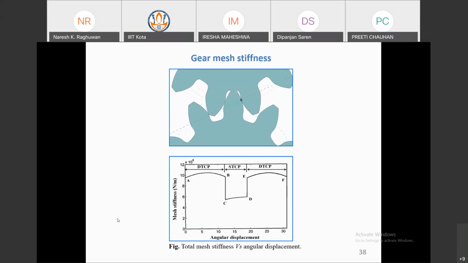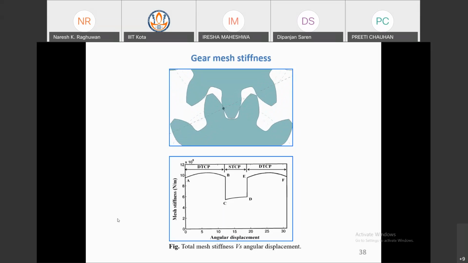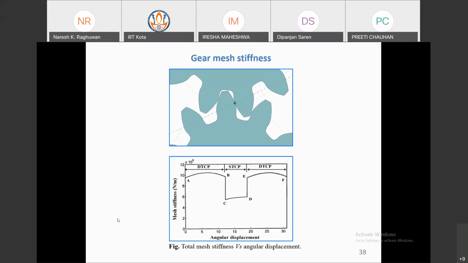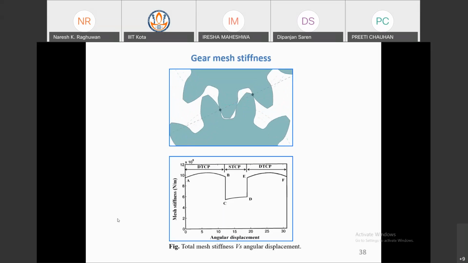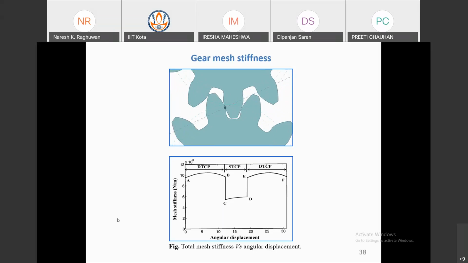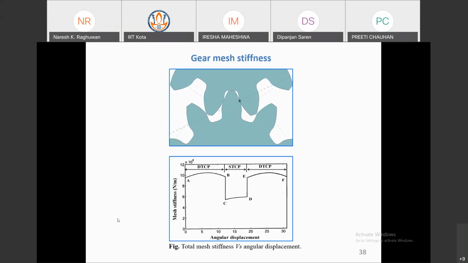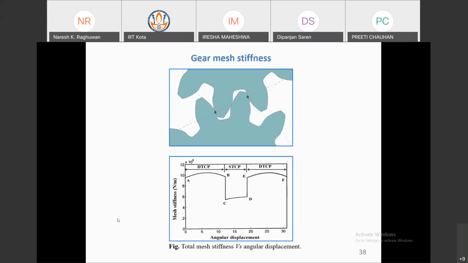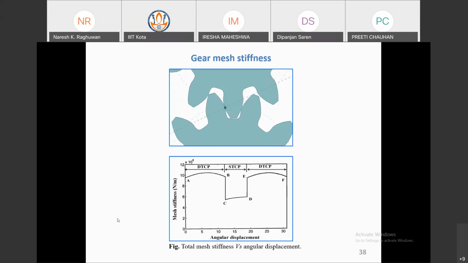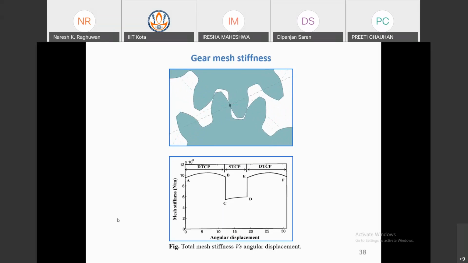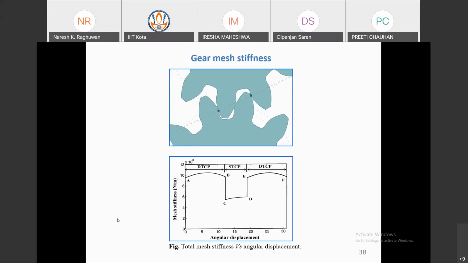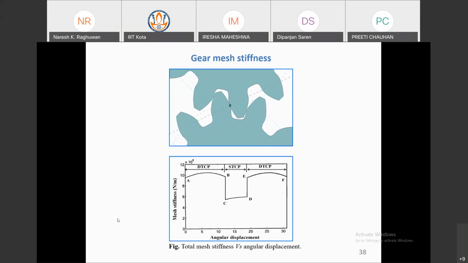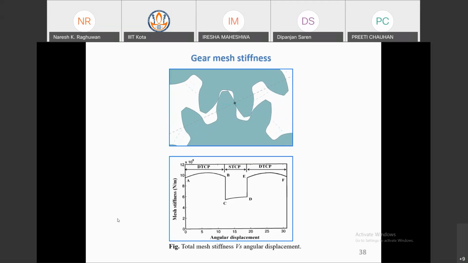If two teeth are in engagement, then there are two stiffnesses, one for gear tooth stiffness and one for pinion tooth stiffness, and both are in series combination. You know the combined stiffness in series: if two springs are connected in series, then K1 K2 upon K1 plus K2 is the equivalent stiffness. If two teeth are meshing, that means K1 K2 by K1 plus K2. This is the mesh stiffness.